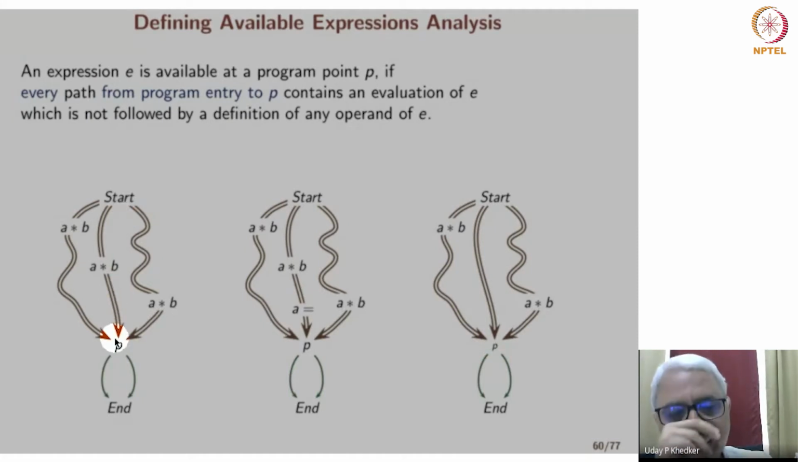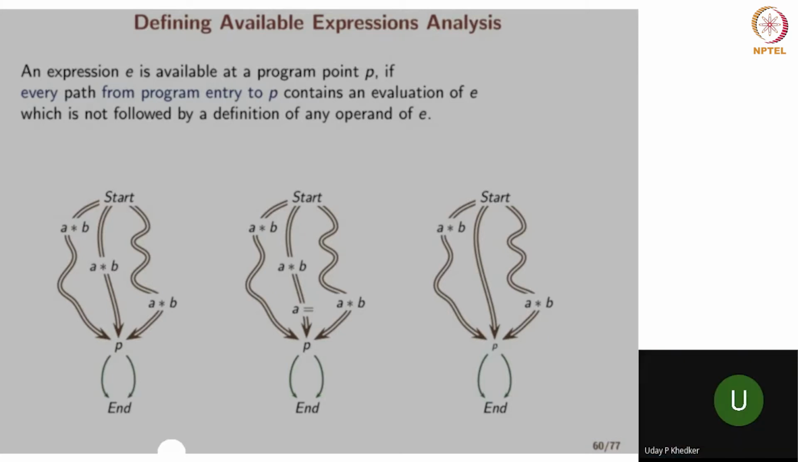Here the effect of the computations that appear before P is considered, whereas in live variables analysis, the effect of the computations that occur after P is being considered. Okay, so that's the first difference. The second difference is that we are talking about every path. We are saying that this certain property must hold along every path. The third difference is it's about expressions, whereas live variables analysis was about variables.